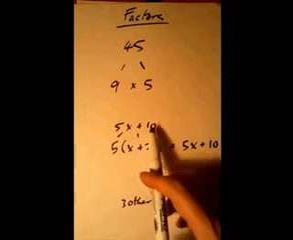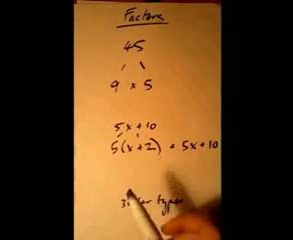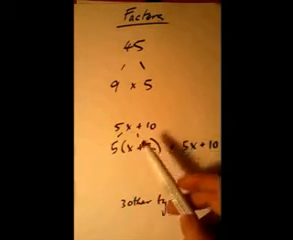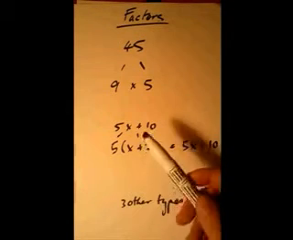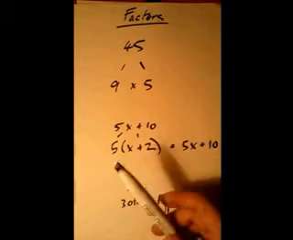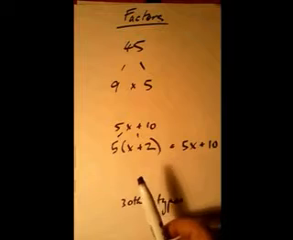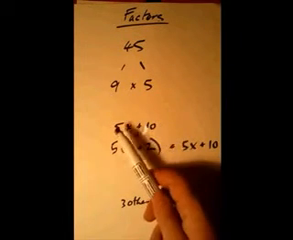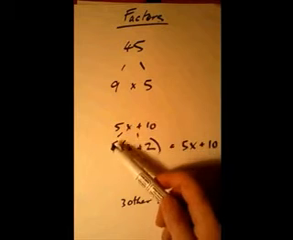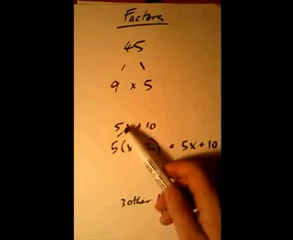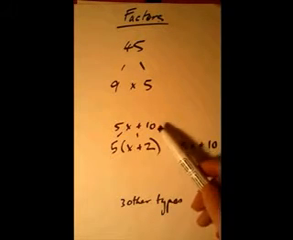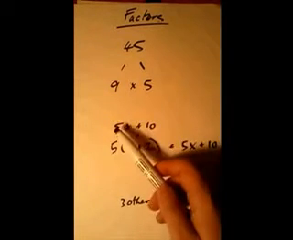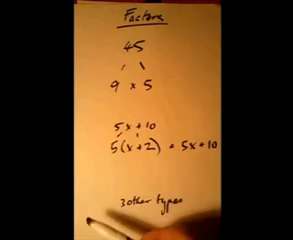So 5x and 10 are two terms. What you've got to do is see if you can find the highest common factor between these two terms. So you start off, you look at the numbers 5 and 10. What's the highest number that goes into both 5 and 10? Well, that would be 5. Then you look at the letters. Here we've got an x, but there's no letters over here, so there's no common letter. So we can just ignore the letters and just take 5 as the highest common factor.